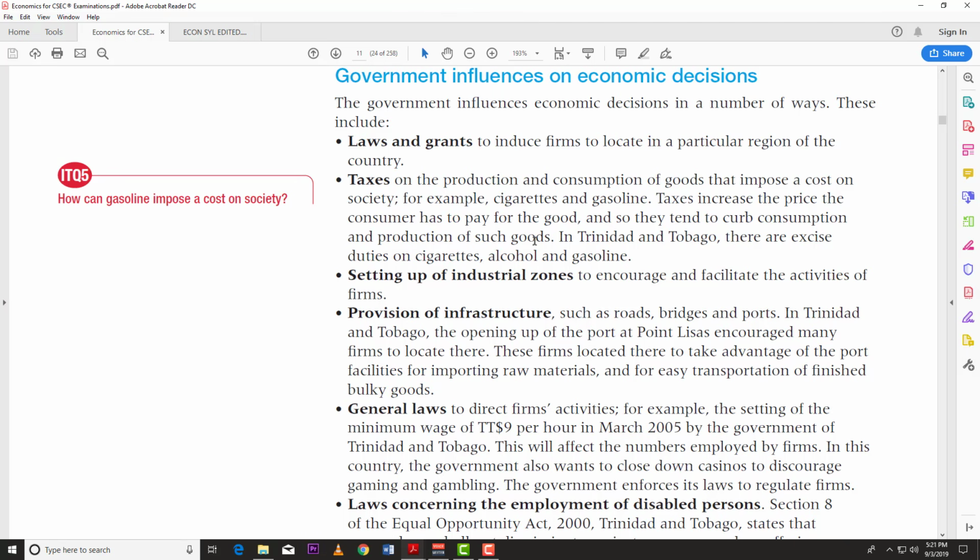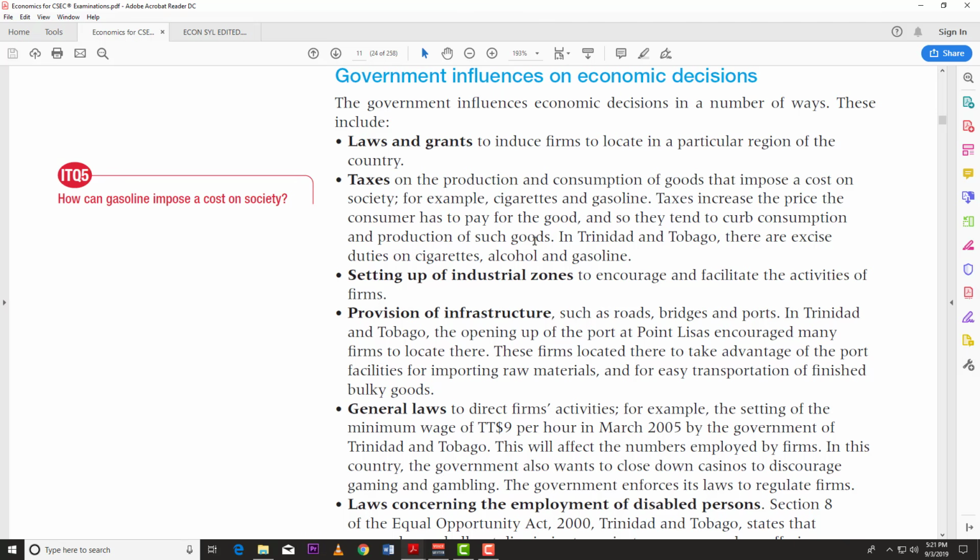Provision of infrastructure such as roads, bridges, ports. In Trinidad and Tobago, the opening up of the port at Point Lisas encouraged many firms to locate there. These firms locate there to take advantage of the port facilities for importing raw materials and for easy transportation of finished bulky goods. So that's self-explanatory.